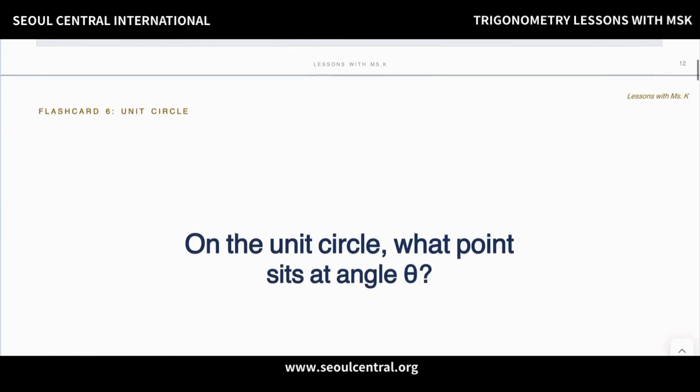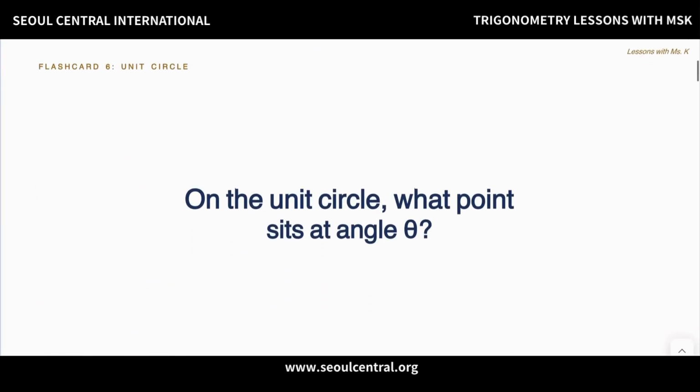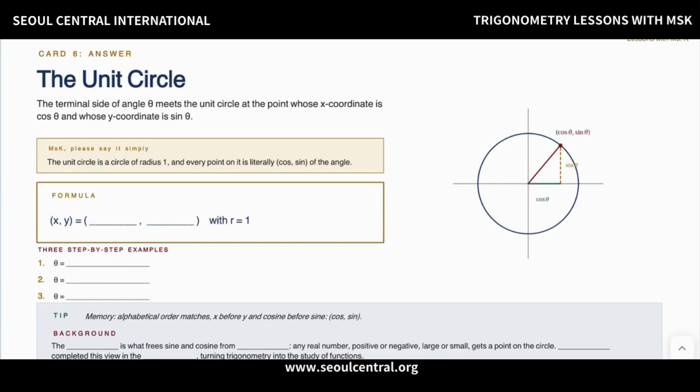All right, hello everybody. We are doing flashcard 6, which is on the unit circle: what point sits at angle theta? The terminal side, or the ending side, of angle theta meets the unit circle at the point whose x-coordinate is cosine theta and whose y-coordinate is sine theta. So we have that labeled here on the right.